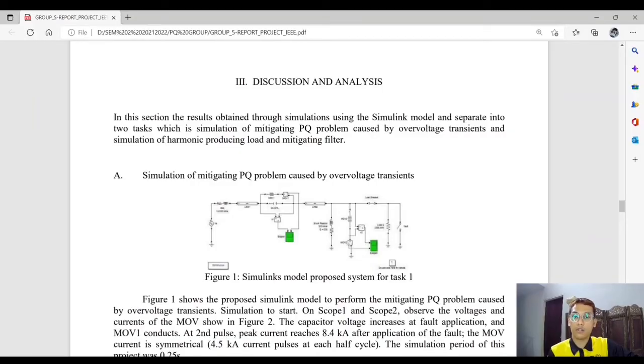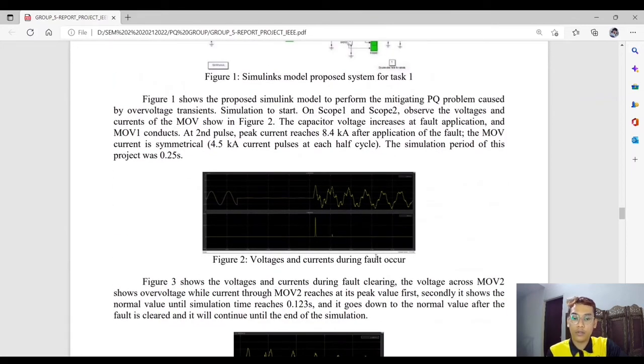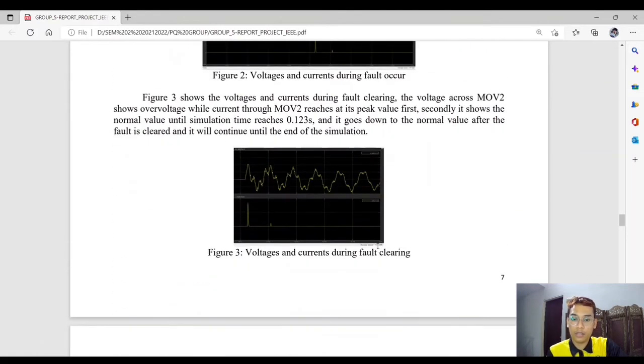My name is Norman bin Senu, DE190173, and today I will continue with our discussion and analysis for our project. The first project is the simulation of mitigating PQ problems caused by overvoltage transient. This is the simulated model that we propose for task 1, and this is the voltage and current during fault occurrence, and this one is the voltage and current during the fault clearing.